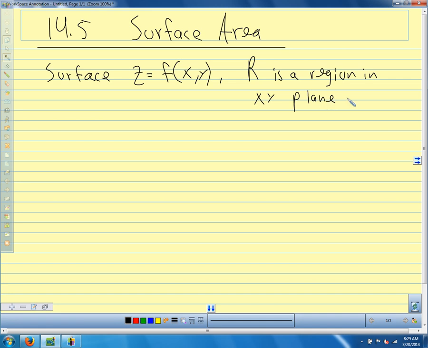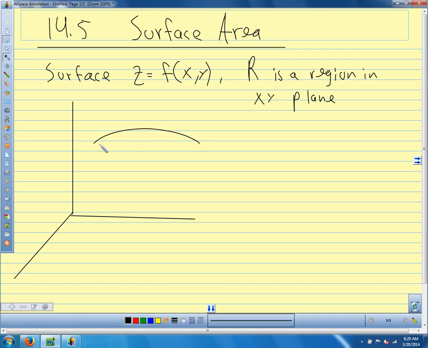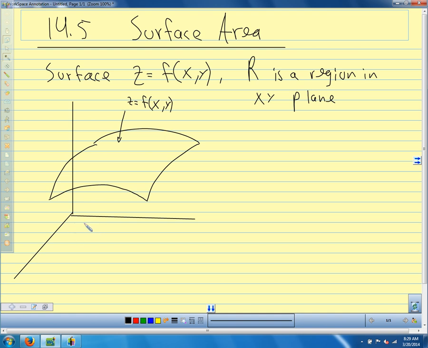We want to come up with a way of finding the area of this surface bounded by this region. So let's draw a picture here. It's always nice to be able to visualize what we're doing. So we have a surface up here, this is z equals f of x y. And we have some region in the xy plane down here that's our boundary.